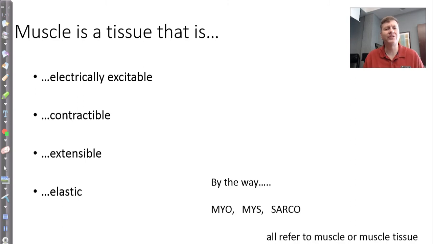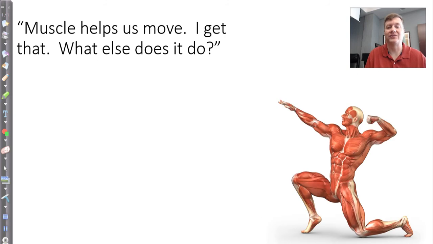And by the way, when you see these terms myo or mys or sarco, they all refer to muscle or muscle tissue. If you see a term like epimysium or sarcoplasm or sarcolemma, these are terms that often refer to muscle-related anatomy and physiology.